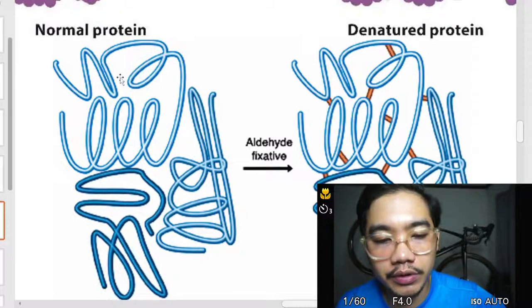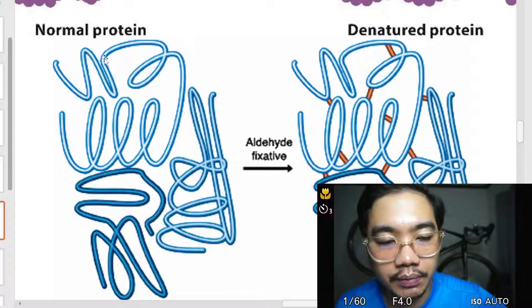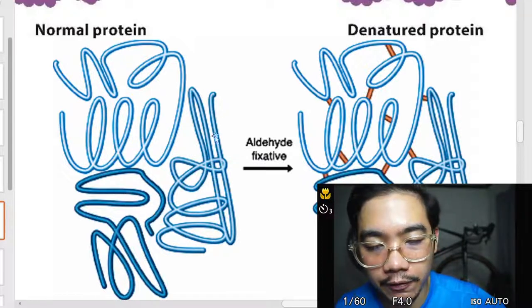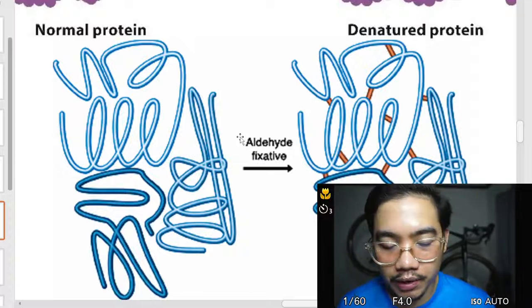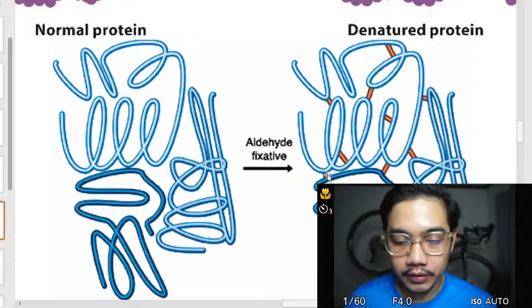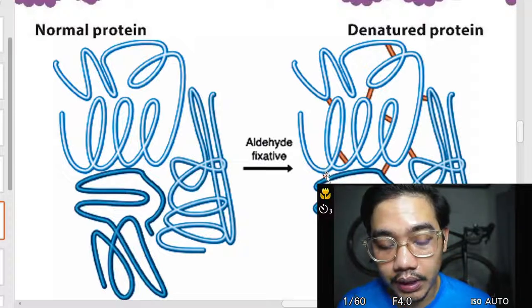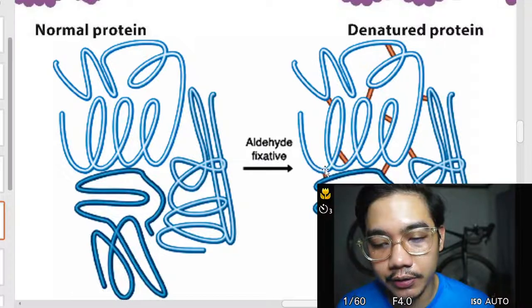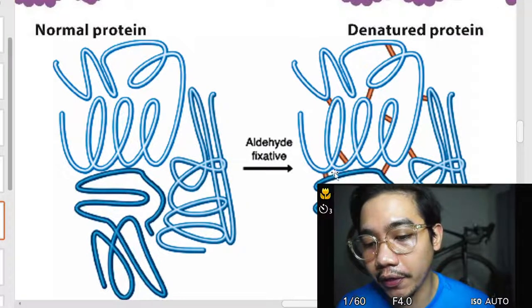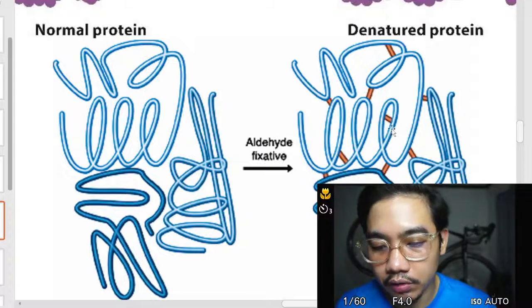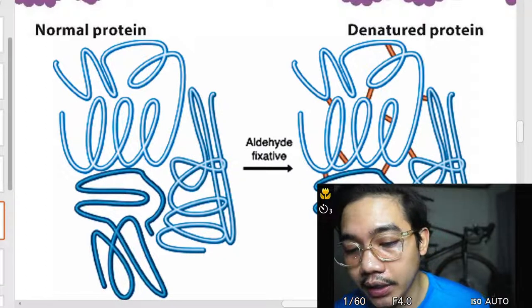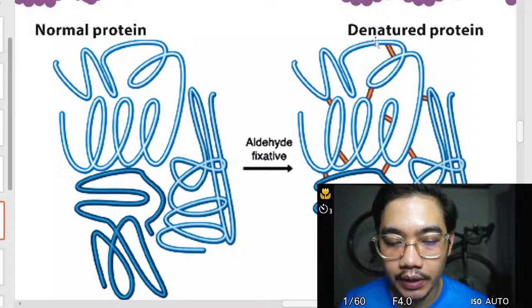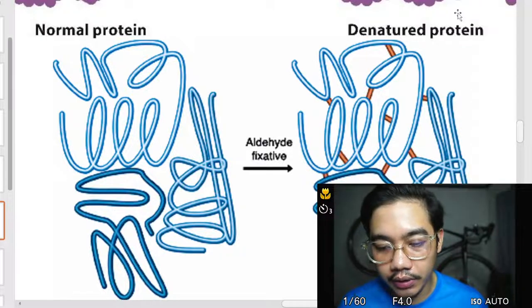So what happens in your normal protein, with its alpha helix, is that your aldehyde forms methylene linkages in between the side chains of your lysines. A lysine amino acid will stick to another lysine, forming methylene bridges in your ultrastructure. That's how your formalin, formaldehyde, and glutaraldehyde work, in contrast to denaturation, which is your alcohol and heat.